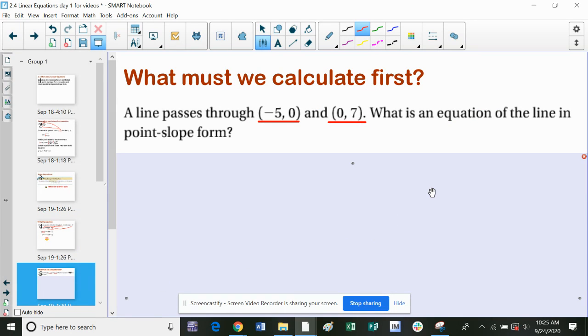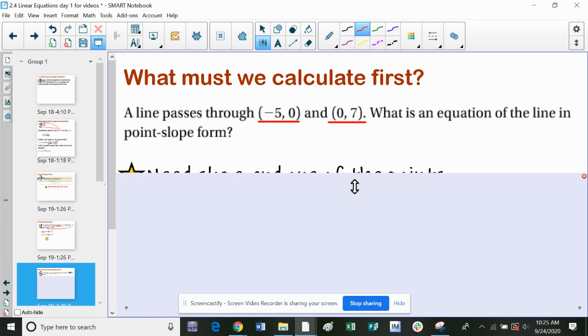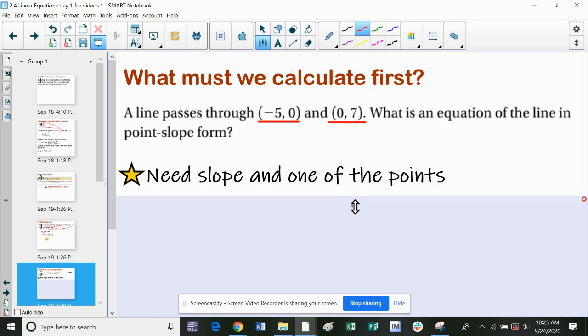Okay, a lot of times you know 2 points on the line and you need the equation for the line. Point-slope form is probably one of the easiest ways to write the equation for the line. So I know 2 points, (-5, 0) and (0, 7), and my line goes through those 2 points. Now, I need the slope. Regardless of which equation I'm using, I'm going to need the slope, and either one of the points. I think I'll use this one, but you could just as easily use the (-5, 0). Does not matter.